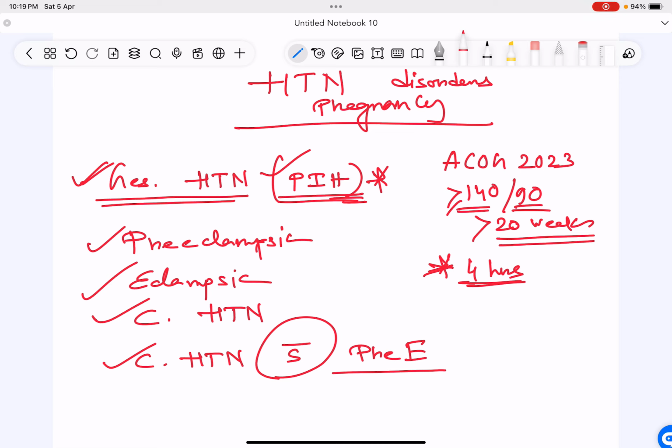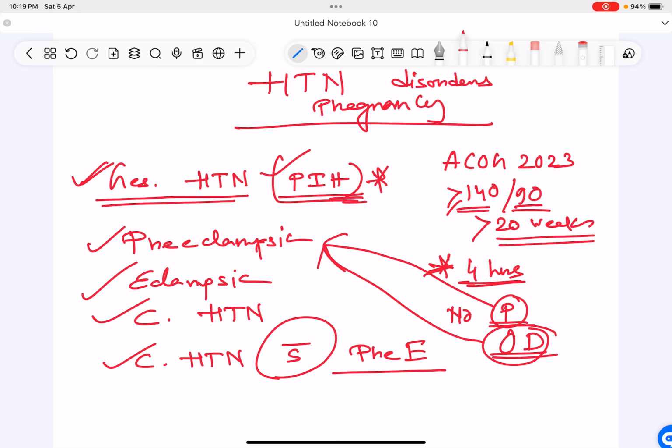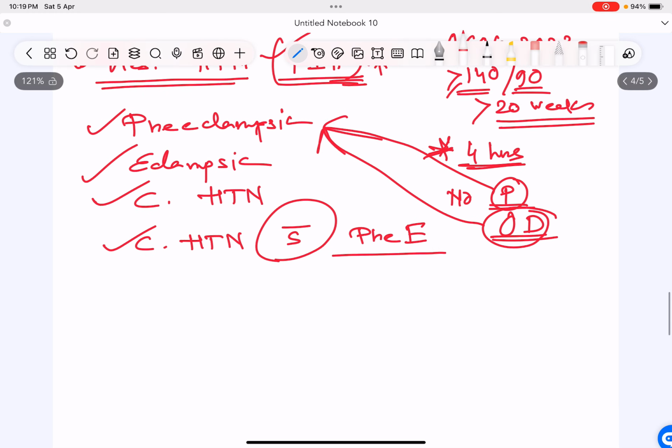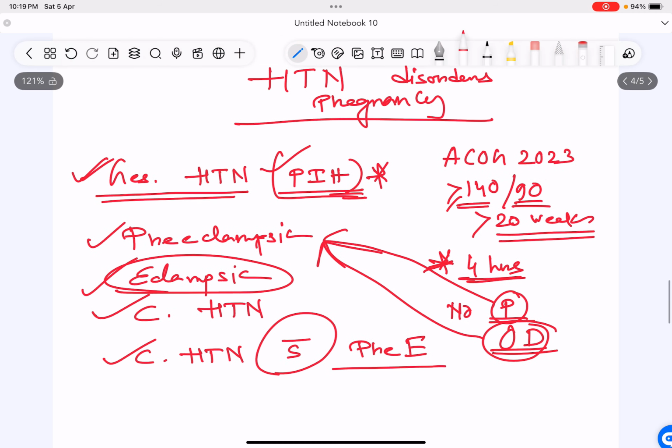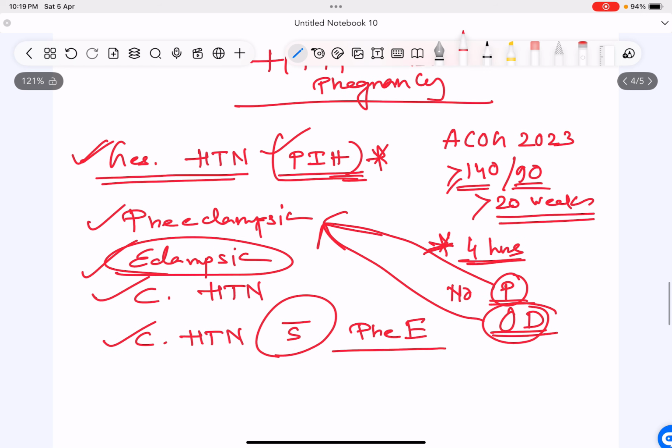Okay, and there will be no proteinuria, no organ dysfunction. I'll write it in short: P for proteinuria, OD for organ dysfunction. So there is no proteinuria, there is no organ dysfunction. If there is proteinuria or organ dysfunction, it becomes preeclampsia. If you have seizures, then it is eclampsia. So the elevated blood pressure without the proteinuria and organ dysfunction is PIH. With proteinuria, organ dysfunction is preeclampsia, and with seizures, it is eclampsia.